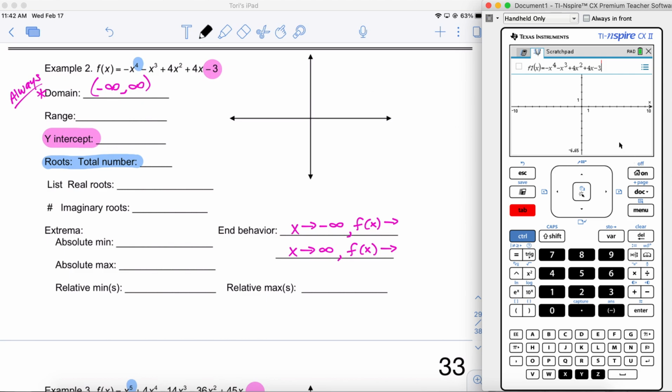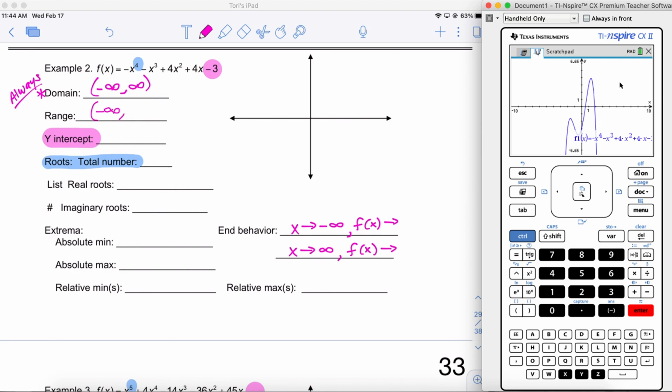Again, all these polynomials are going to have a domain of negative infinity to positive infinity. But from here on out, we're going to have to be really careful about our range. So when I press enter on this, I remind myself that it is a 4th degree and it has a negative leading coefficient, which means that it is facing upside down. My range is definitely going to go down to negative infinity, but it's not going up to positive infinity.